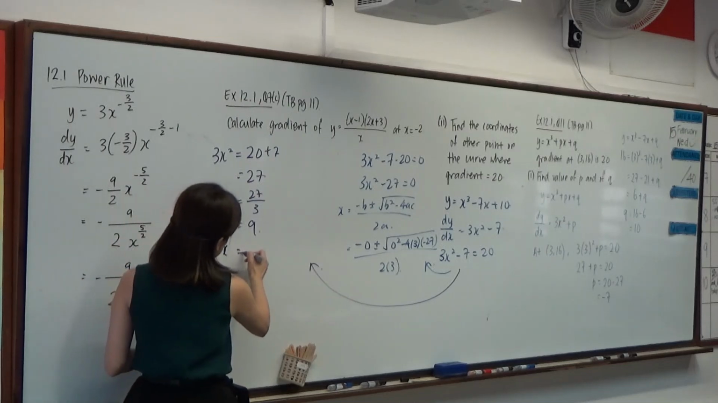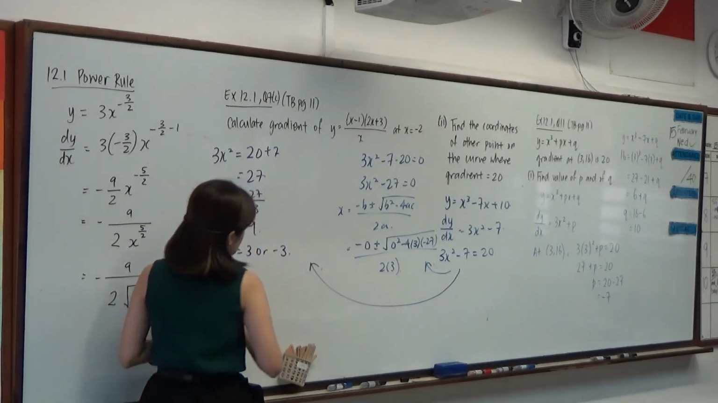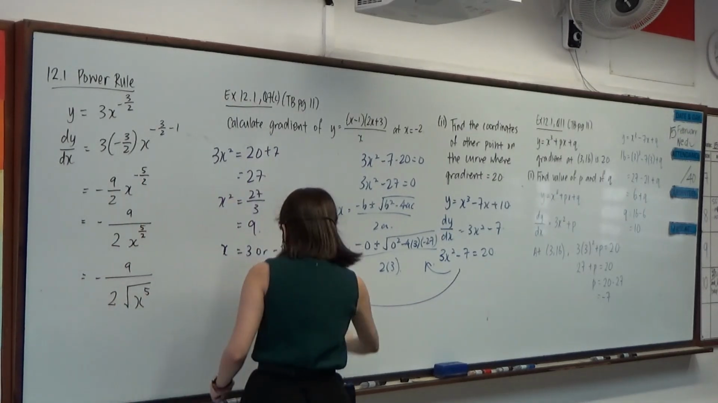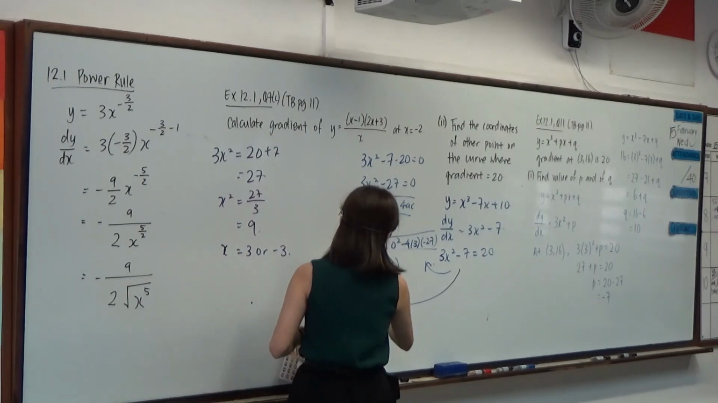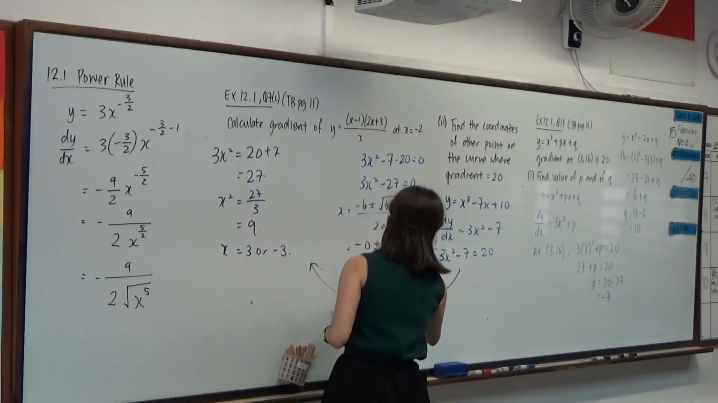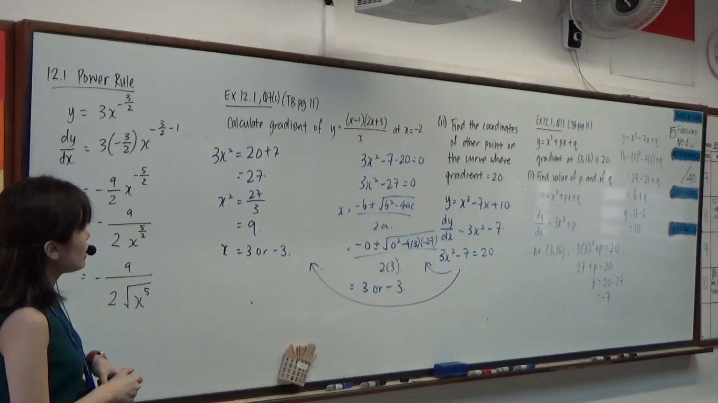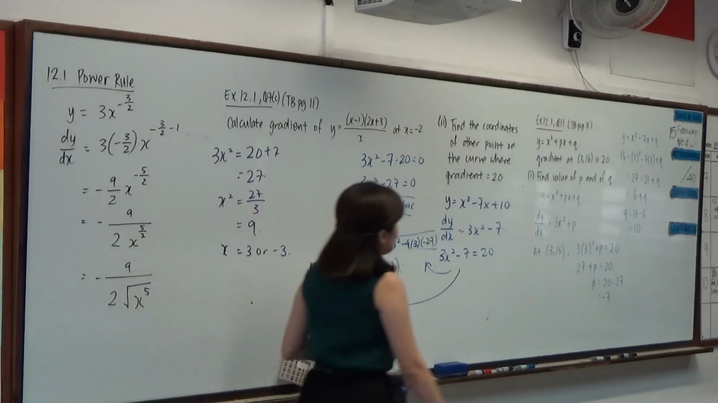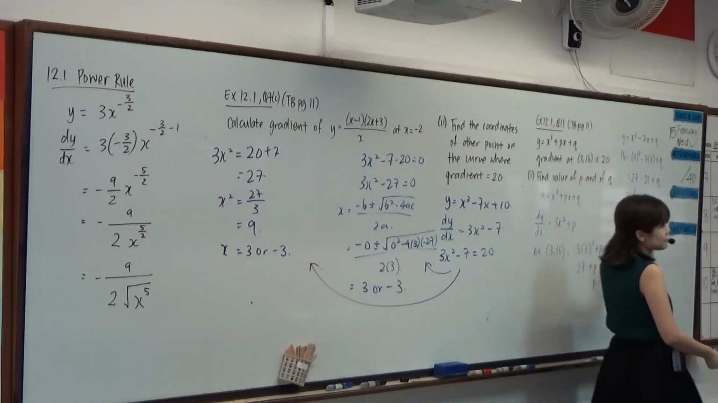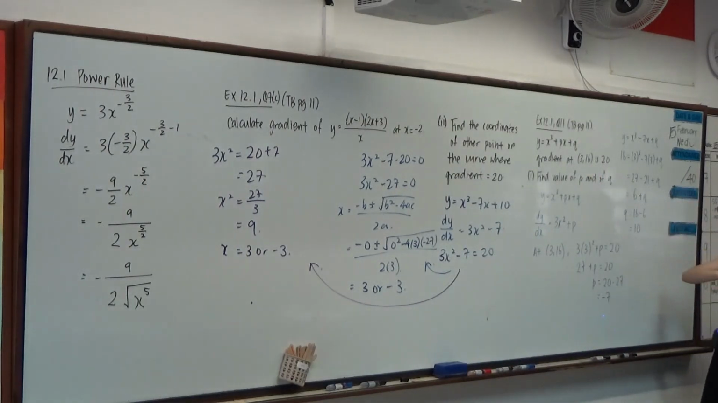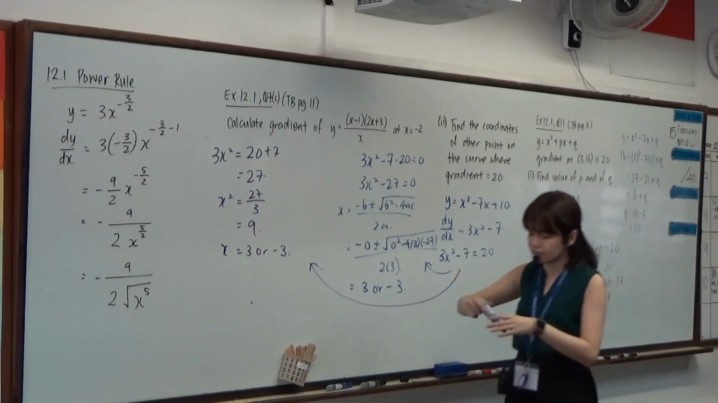So x will actually become 3 or negative 3. Just have to take note of that. Likewise, this will also give us two answers, 3 or negative 3. Then with 3 or negative 3, since we already know (3, 16) as one of the coordinates that gives us gradient 20, that means that the other point will have to be at x equals negative 3.